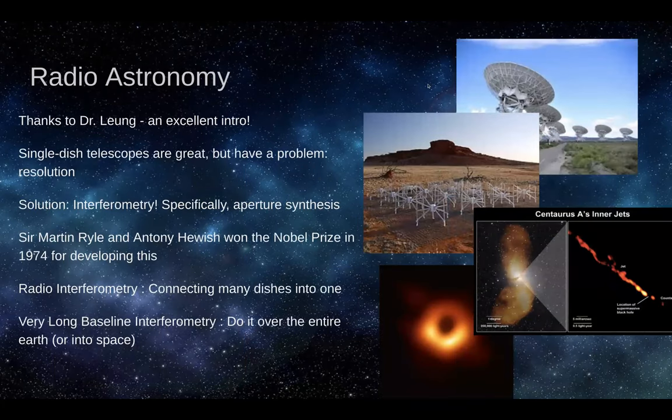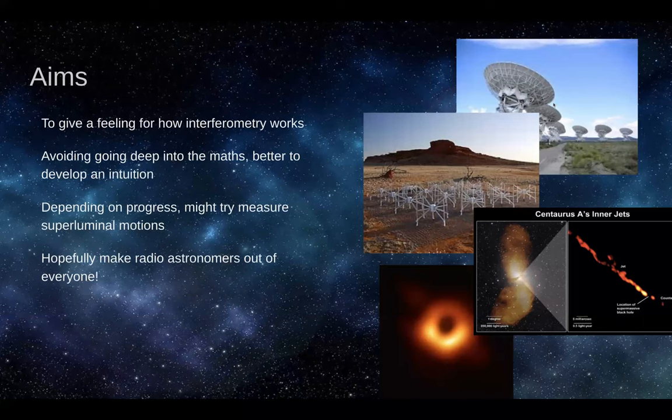So thanks to Dr. Lim for the excellent introduction the last couple of weeks. So I think hopefully everyone has a pretty good overview of the basics of how radio astronomy works and the sort of things that we see in the sky. And so on the right here, you can see some examples of some radio telescopes around the world. So in the top right is the Very Large Array, or the VLA, so-called because astronomers have terrible taste in naming things.